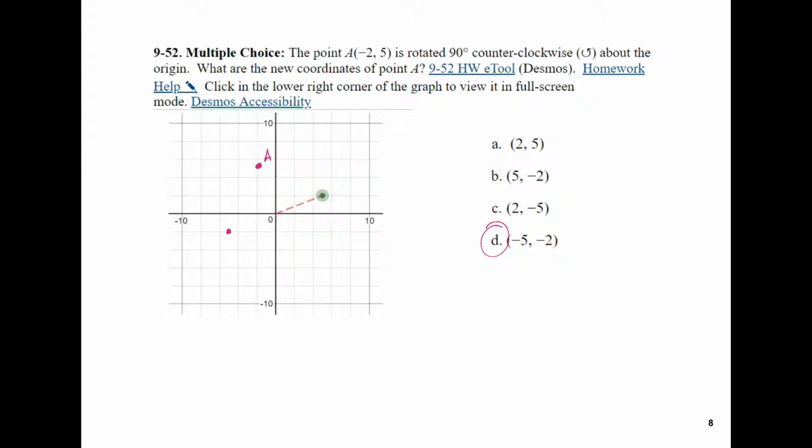If you use the Desmos tool online, this little green arrow you could place in the proper location where we placed A, and then move that to C. It in fact is at (-5, -2).